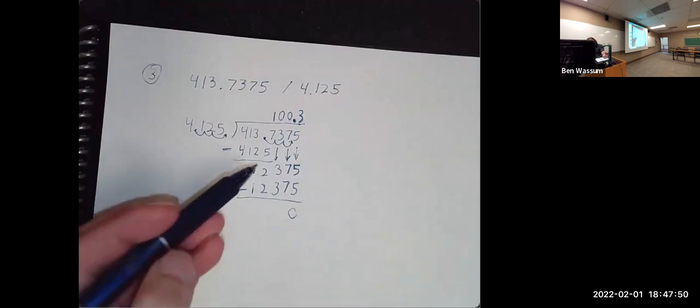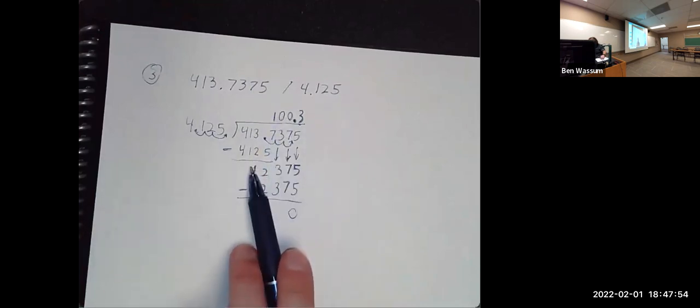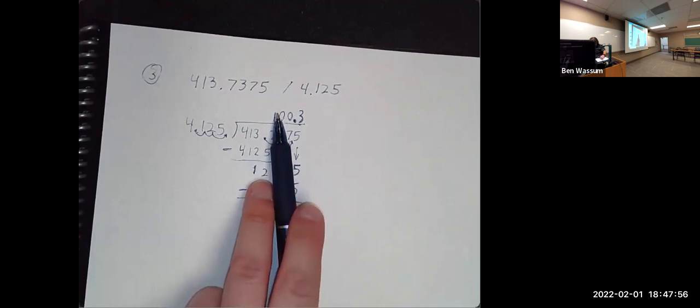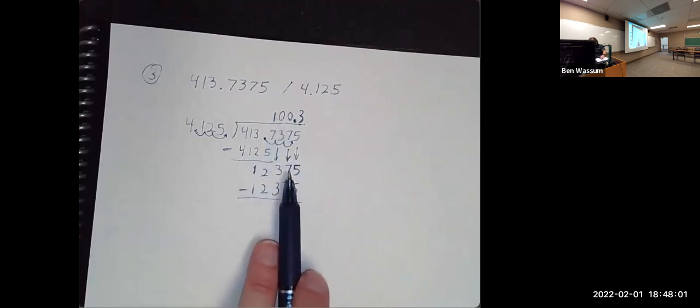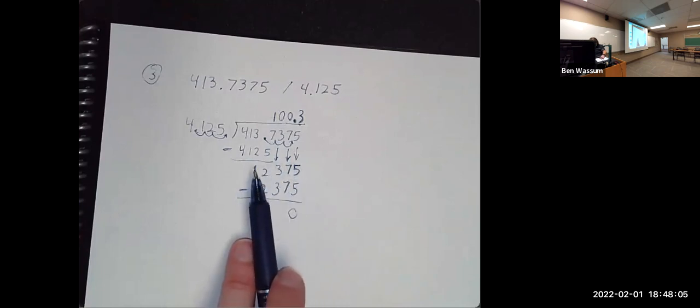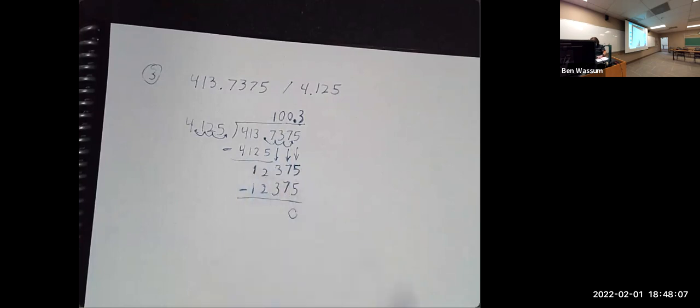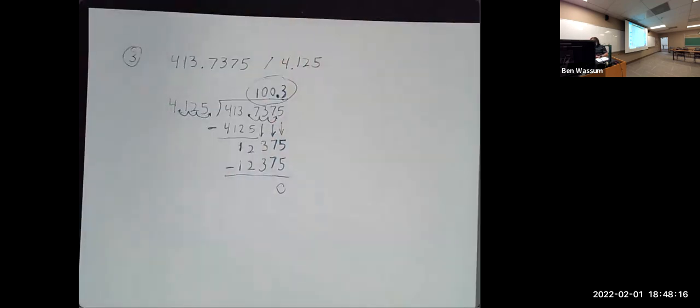So the main thing to take away from this is what you do if it doesn't go in. You put a 0 up here, you bring down the next digit. We had to do that 3 times in the same step, quote unquote. And that's fine. It works out that way sometimes. Cool. We feeling good on these? I'm feeling good on these.